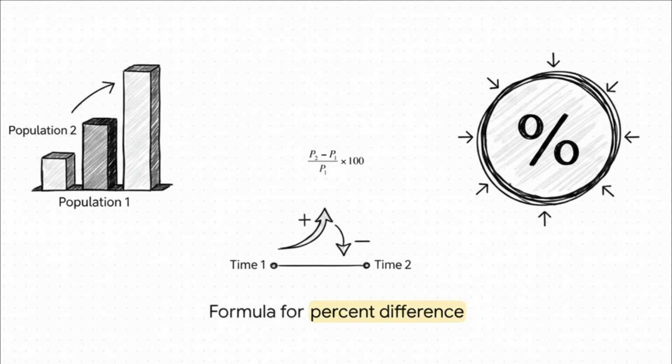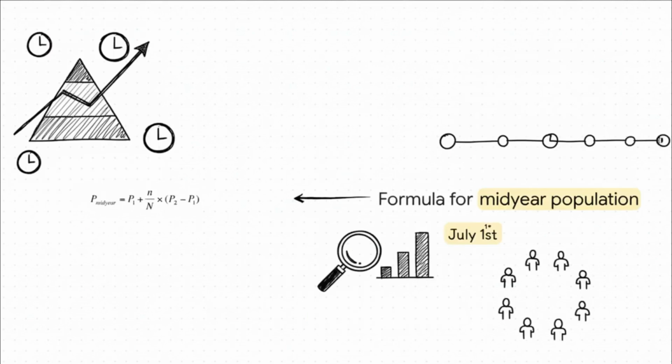Now, to see how big one number is compared to another, researchers use a percent difference formula. It's pretty straightforward. They take population 2, subtract population 1, divide all of that by population 1, and then multiply by 100. This perfectly expresses the relative difference as a super clear percentage. It tells you exactly down to the decimal how much a value has jumped up or dropped over 2 points in time. And here's a cool little trick.